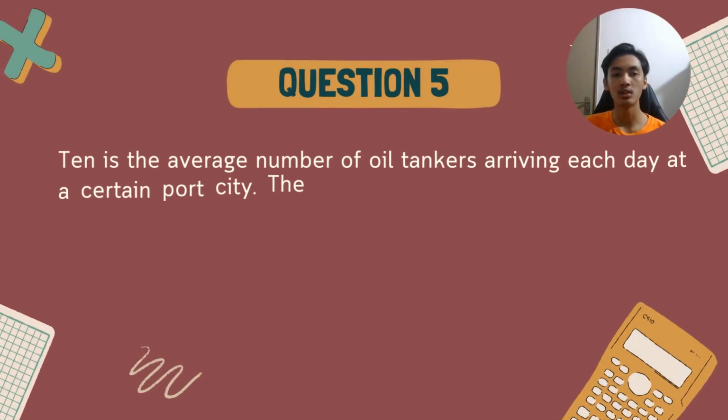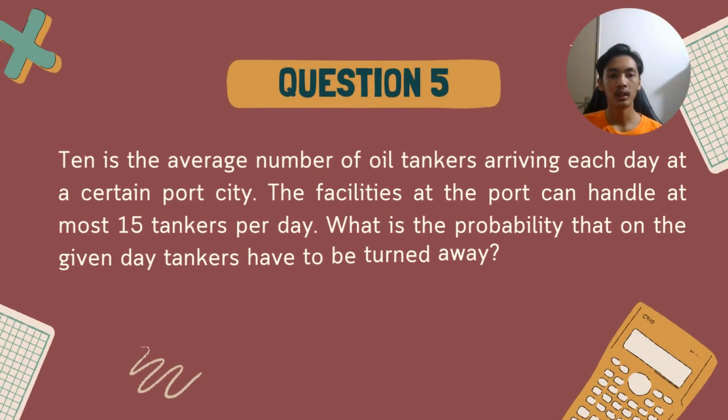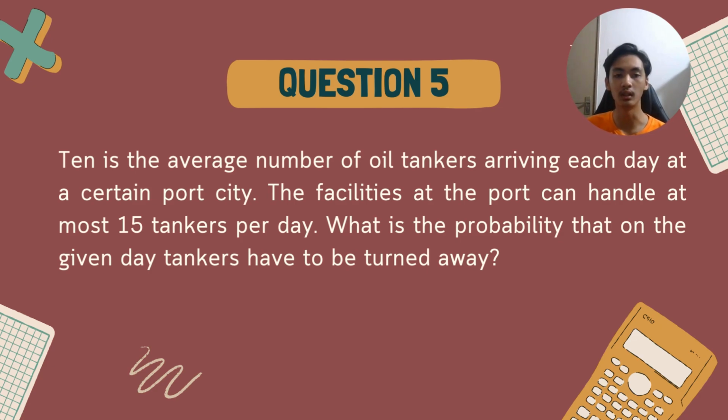So for the next question, 10 is the average number of oil tankers arriving each day at a certain port city. The facilities at the port can handle at most 50 tankers per day. What is the probability that on a given day tankers have to be turned away?